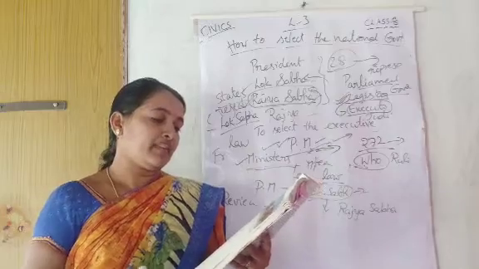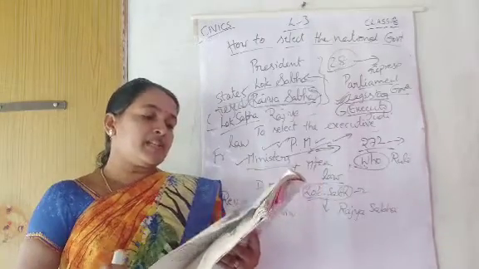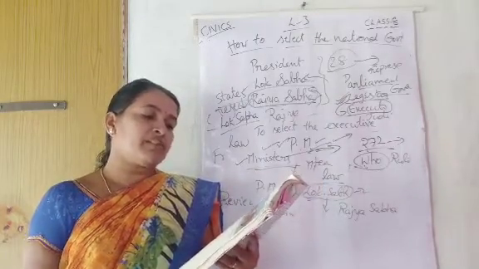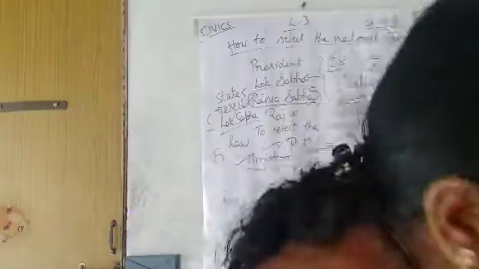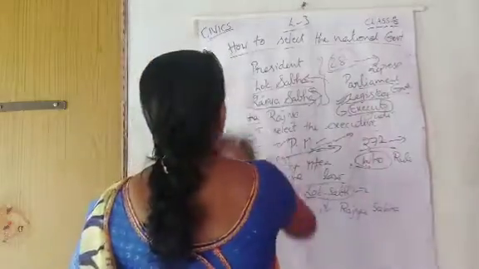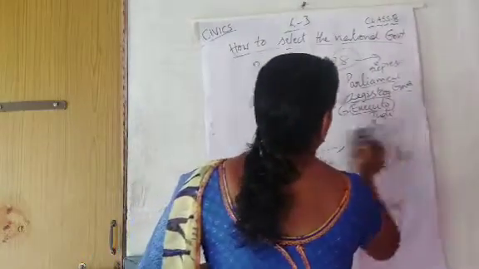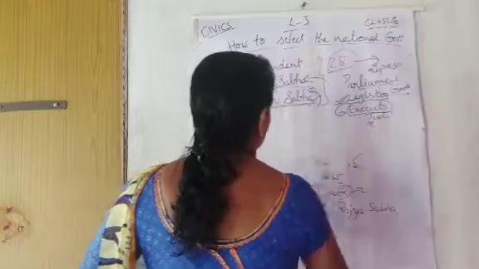Next, the members of the Rajya Sabha are elected by the elected members of the legislative assemblies of various states. Now, see the point. These Rajya Sabha members are elected by the MLAs.